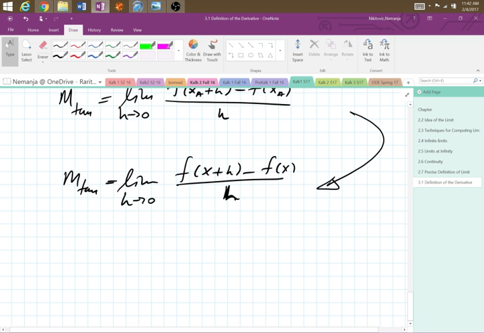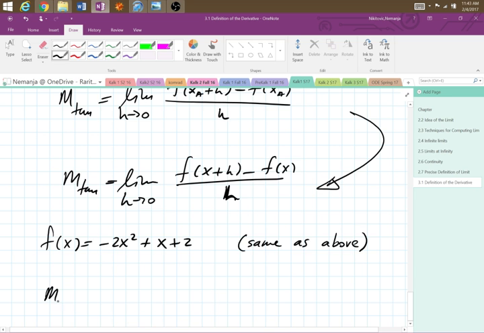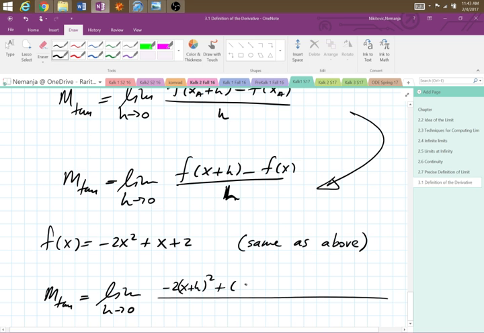So now, the same problem, f of x equals negative 2x squared plus x plus 2, same as above. I'm going to find this general formula that figures out all slopes at once for this function. So now I'm going to say, m tangents collectively is the limit as h goes to 0, and now what do I have? I have negative 2 times x plus h squared plus x plus h plus 2. All of that stuff is just my f of x plus h. And then minus, in parentheses, negative 2x squared plus x plus 2.